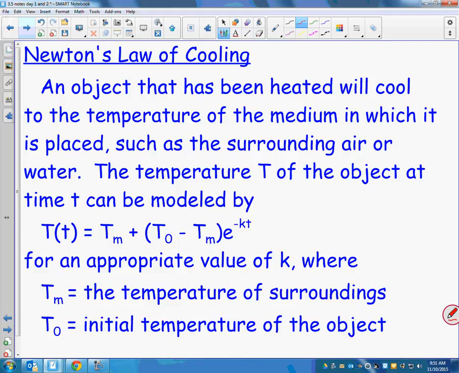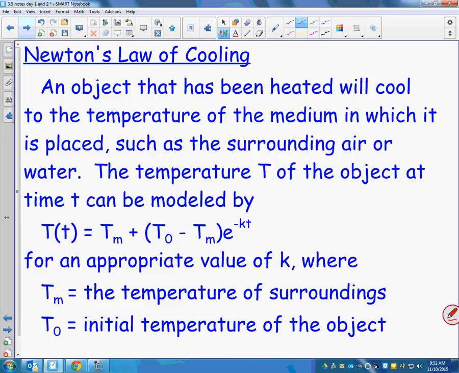Newton's law of cooling says an object that has been heated will cool to the temperature of the medium in which it's placed, such as the surrounding air or water. If you bake a cake at 350 degrees, and then you take it out of that oven and put it in a room that's 70 degrees, then there's a formula to figure out in how many minutes it will be such and such temperature. Same thing with coffee. So it's kind of cool.